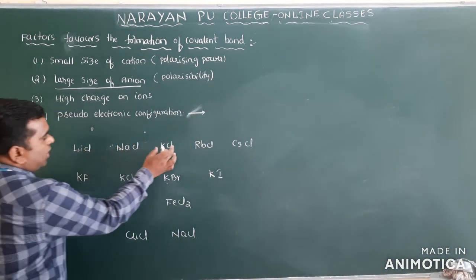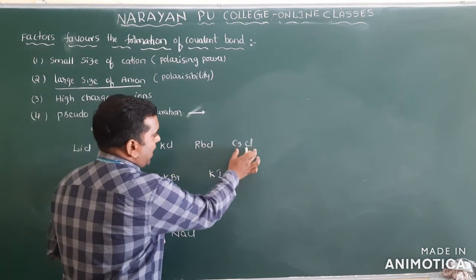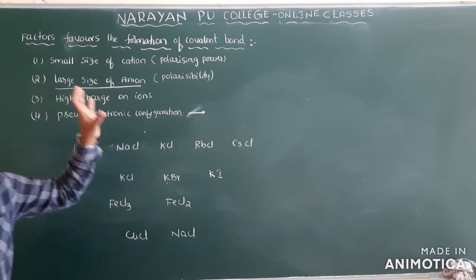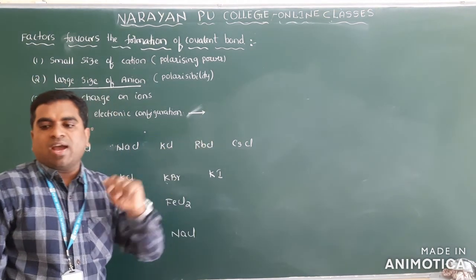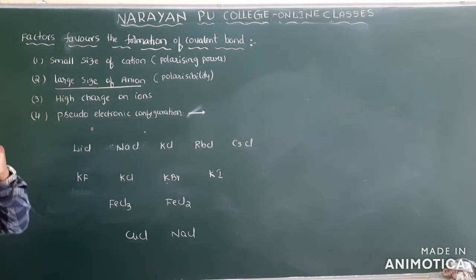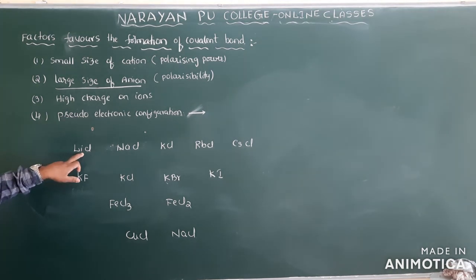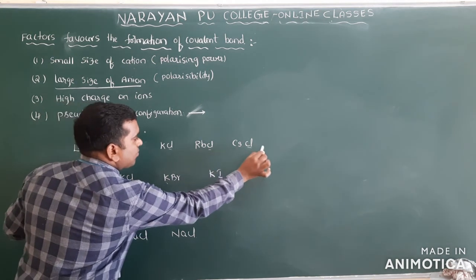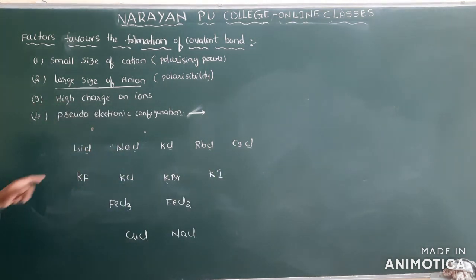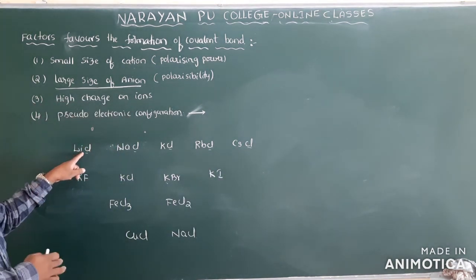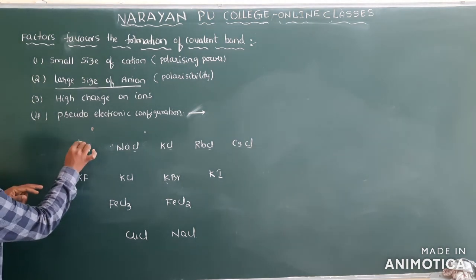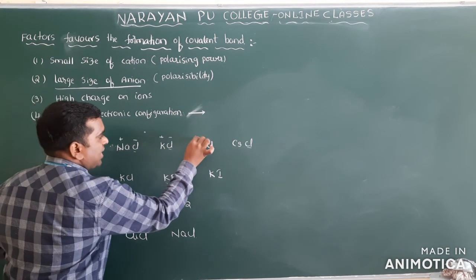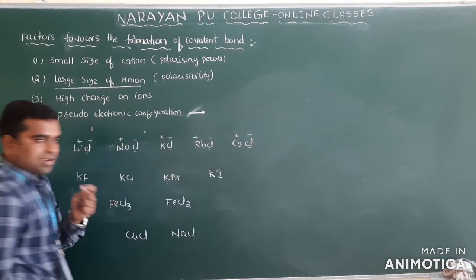Lithium chloride, sodium chloride, potassium chloride, rubidium chloride, and cesium chloride. Which compound is having the highest covalent character? That we have to identify. See now. In all cases, the anion is the same. What is the anion here? Cl, because if you dissociate this compound, you will get Li plus and Cl minus, Na plus Cl minus, K plus Cl minus. Clear?